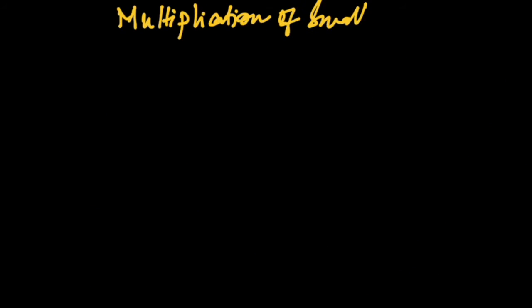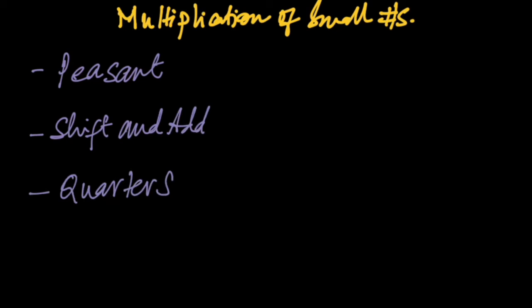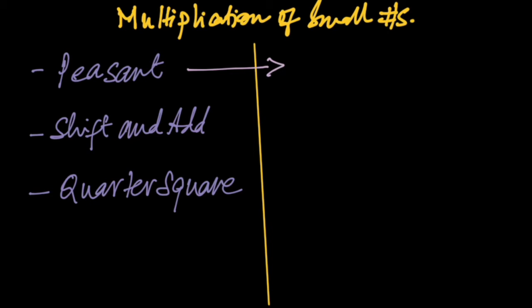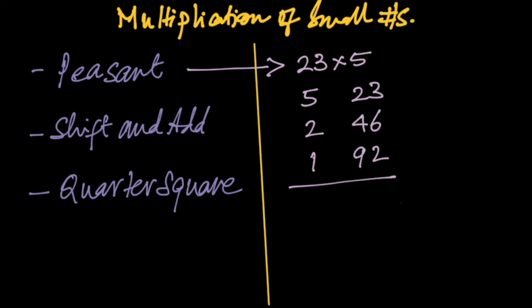Multiplication of small numbers in computers. We will talk about three techniques: peasant technique, shift and add, and quarter square technique. So let's start with the peasant technique. In the peasant technique, when we have to multiply two numbers, we halve one number at each step and we double the second number in the same step, and then we ignore the steps where the halved number is even, and we only add the odd parts to get the answer.